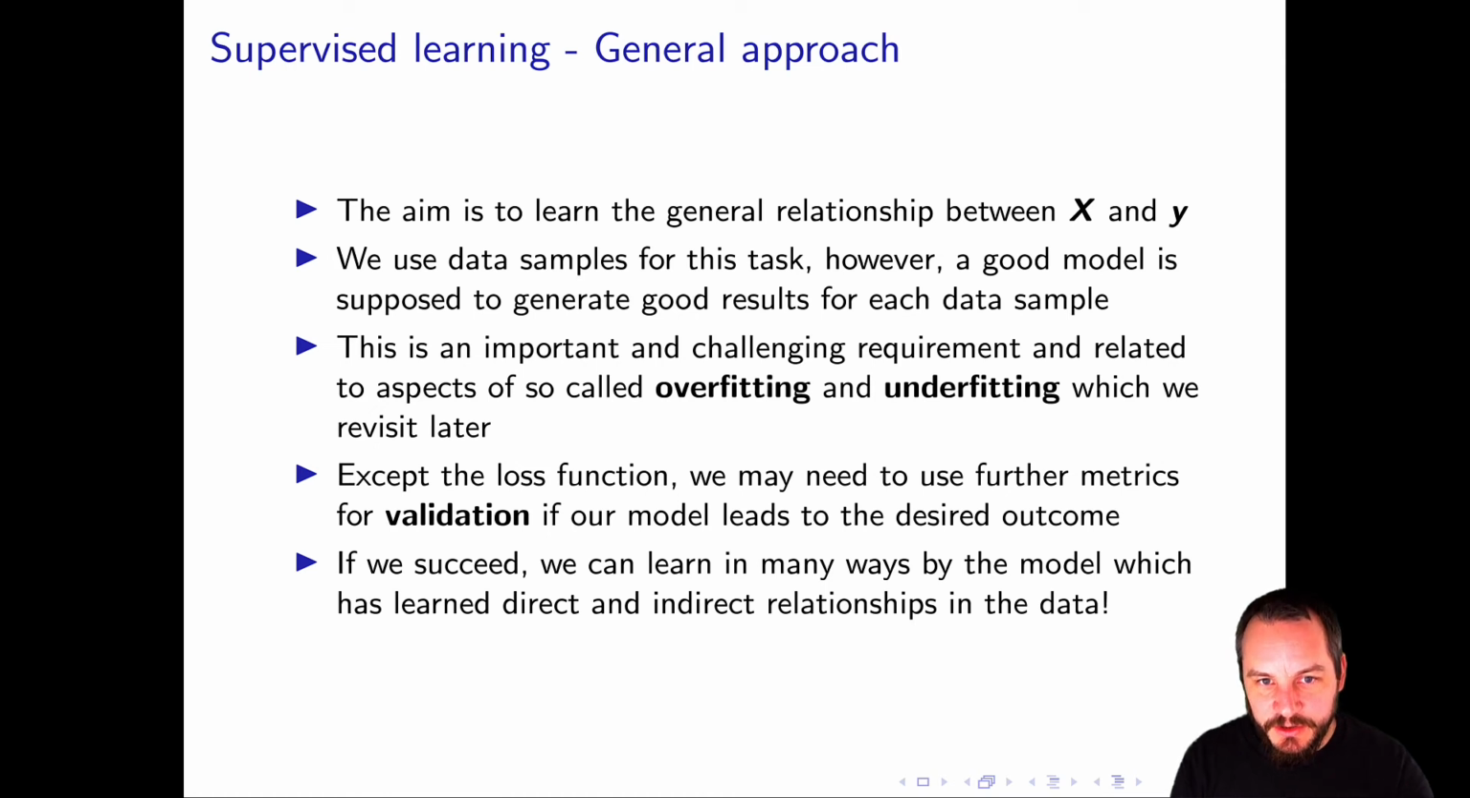And in addition to that, we already have a cost or loss function that we use to calibrate the model, and which can be seen as feedback if we have good predictions or not. But additionally, we can also use further metrics in order to validate how well our model fulfills this need for generalization, in order to provide really good results for seen and unseen data. And once we really succeed here, then of course we can find out more. Then we can use our model to learn about the relationships within the data, not only to generate good predictions.